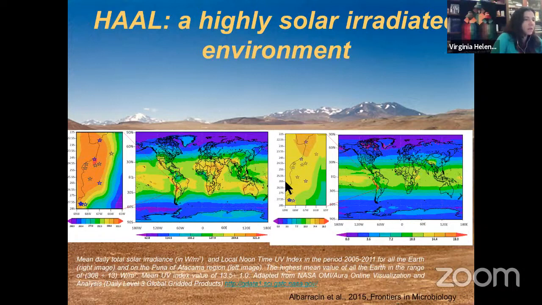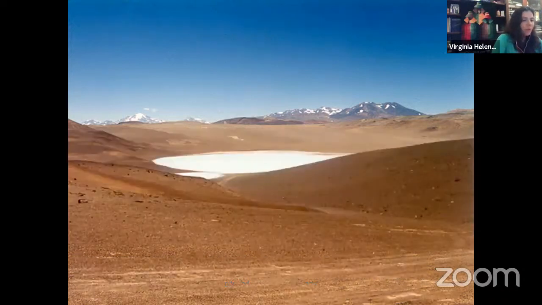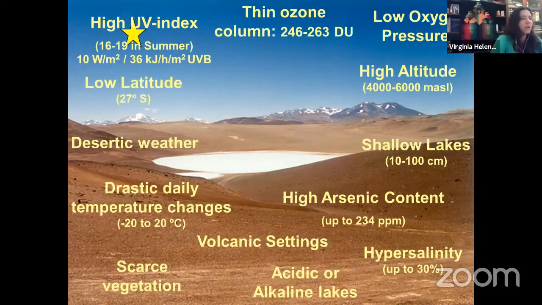Here, the stars correspond to the lakes that were sampled, and from which we have microorganisms or DNA. And as you can see, the more yellow or orange, the higher the UV index. And the total solar irradiance is also higher, and is the highest in the world. So if we have here the highest irradiation in the world, the microbes that are living there must have systems to allow them to survive this pressure. But this is not the only pressure they are enduring. They also have a lot of other extreme factors that they have to deal with.